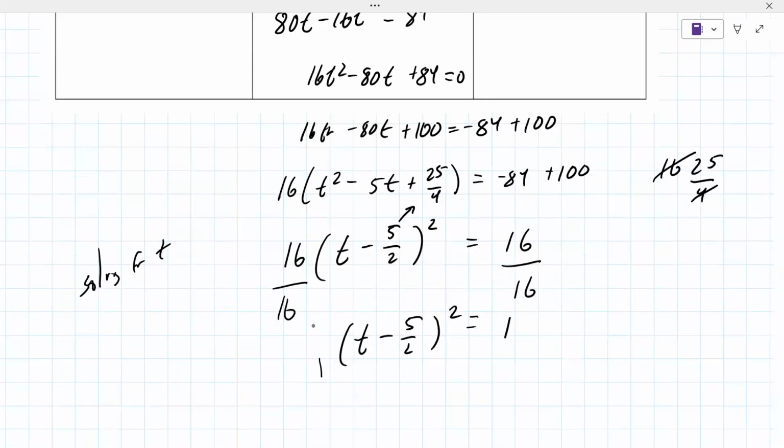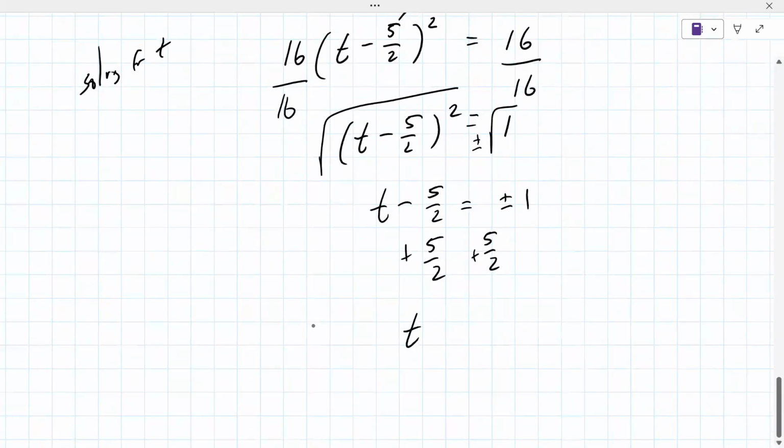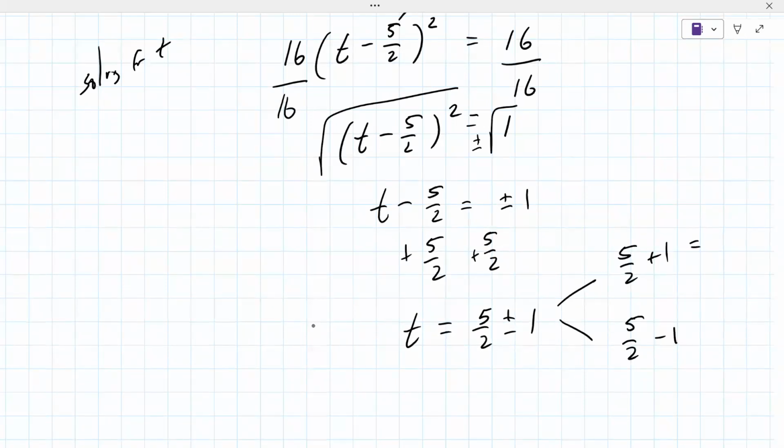Take the square root of both sides, plus or minus. So we're going to add 5/2. P ends up being 5/2 plus or minus 1. In this case, wouldn't it be the plus of it? They actually both work. They actually both work.